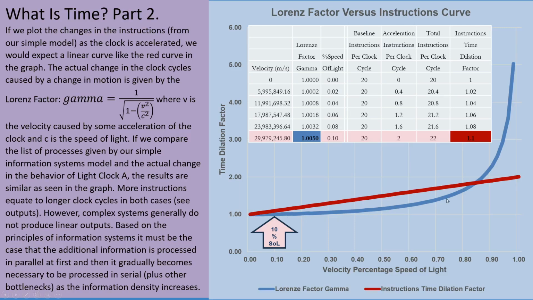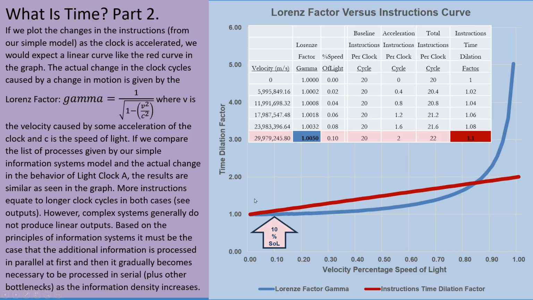We see the Lorentz factor curve, which is the blue line, and we see the curve from our simple information systems model, which is the red line. In both cases, here's 100% of the speed of light, and here's 0% of the speed of light, as the velocity of the system increases, the clock cycles decrease. The simple model, the red line, predicts that it would be 2 to 1 by the time you reach 100% of the speed of light. The Lorentz factor says by the time you reach 100% of the speed of light, it's off the charts.